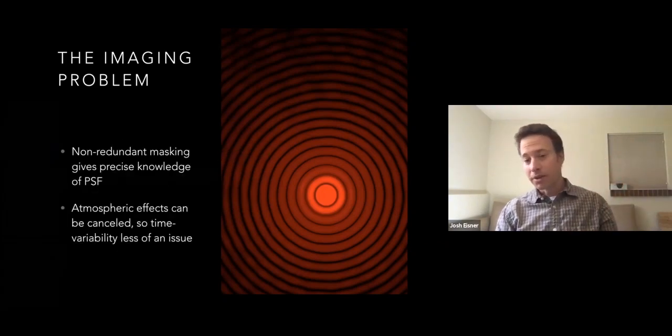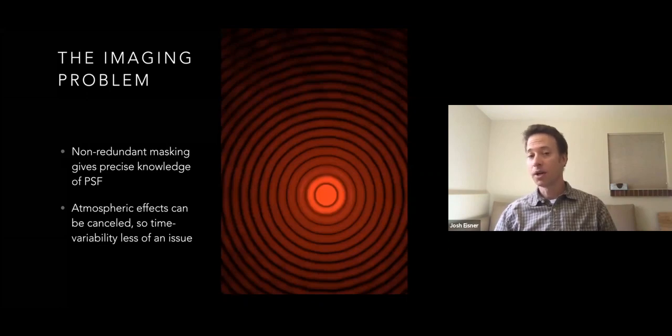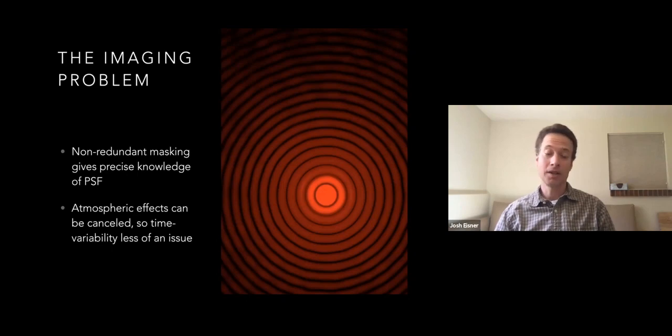And this is where non-redundant masking interferometry comes in. It does really two things, the second one listed here being the key one. It gives us very precise knowledge of our PSF. We make a mask, we know exactly where those holes are. The PSF is very simply related to the positions of those holes. So that's step one. We kind of know what our instrumental PSF looks like to a high degree of accuracy.